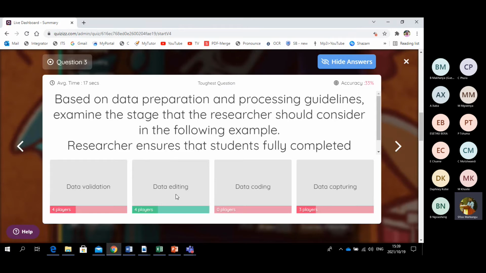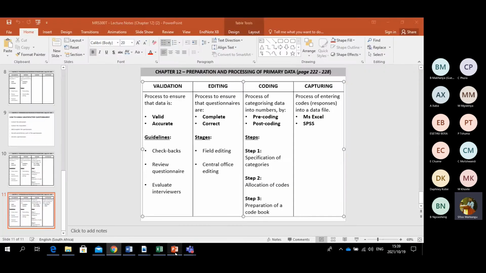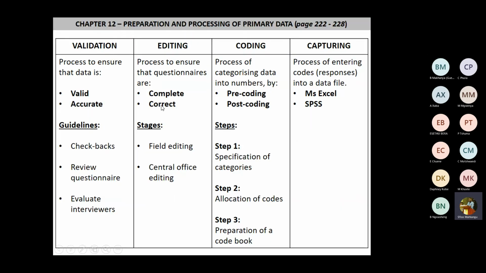Remember, we can do this in an office or we can do this in a field. So if we quickly have a glance at the slide, the process to ensure that questionnaires are complete and they are completed correctly, it's data editing. So we can do it while data collection takes place, for example, here could be maybe a TT campus, or we can do this once we've collected the data.